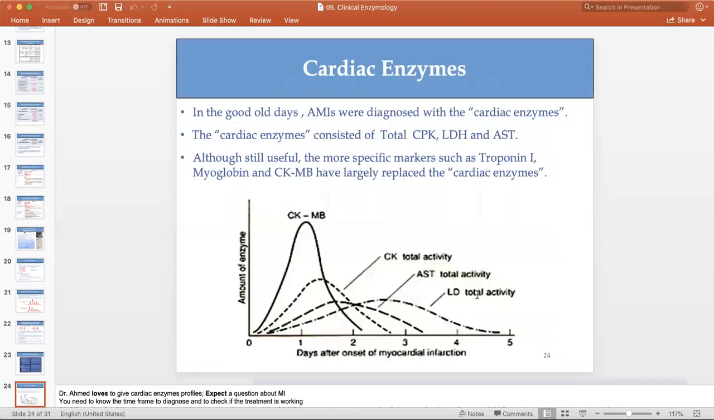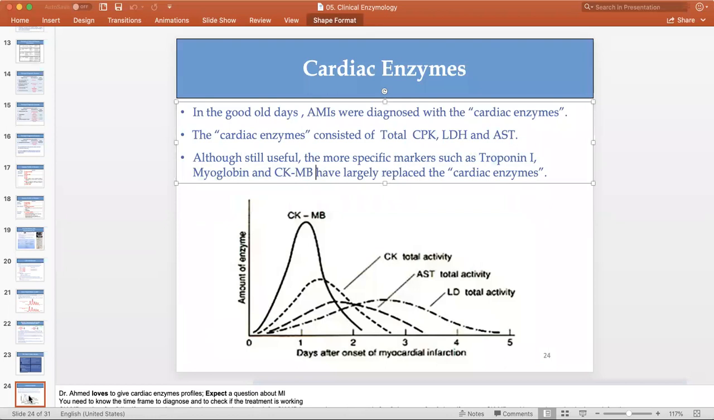All right, moving on. Let's talk about the cardiac enzymes. As I just told you before, cardiac enzymes are not used that much as compared to before. So nowadays we mainly depend on troponin, we depend on myoglobin, and we depend on the CKMB. So these three are the most important ones: troponin I, myoglobin, CKMB.